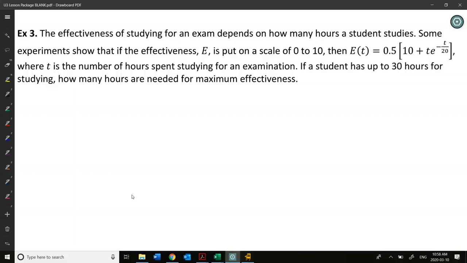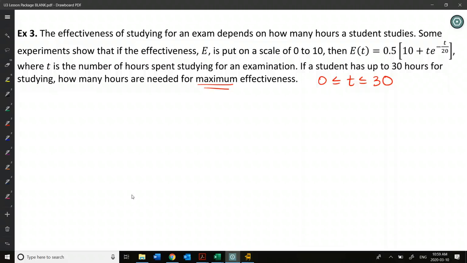So what are the options for studying here? What are my endpoints? The student has up to 30 hours to study, so they can't study more than 30 hours. What's the other low-end option? They could not study, yes. So we know that t needs to be between 0 and 30. It's always good to test our endpoints in our function along with any critical numbers, because the endpoints could be maximums or minimums.